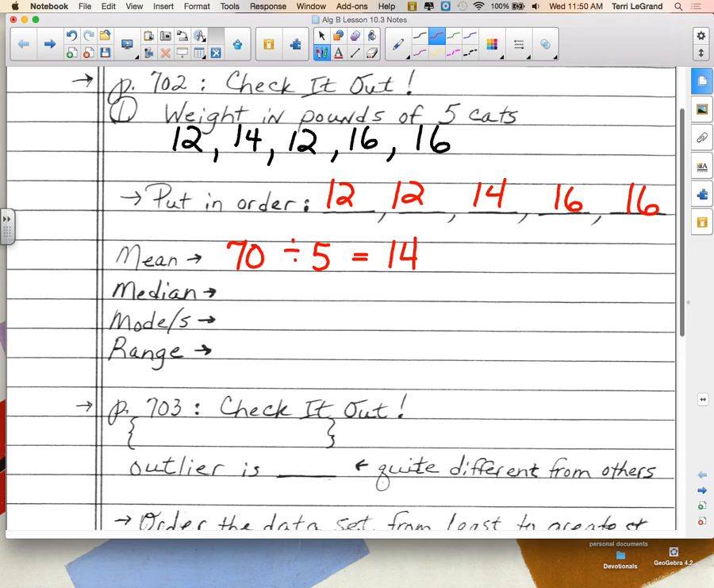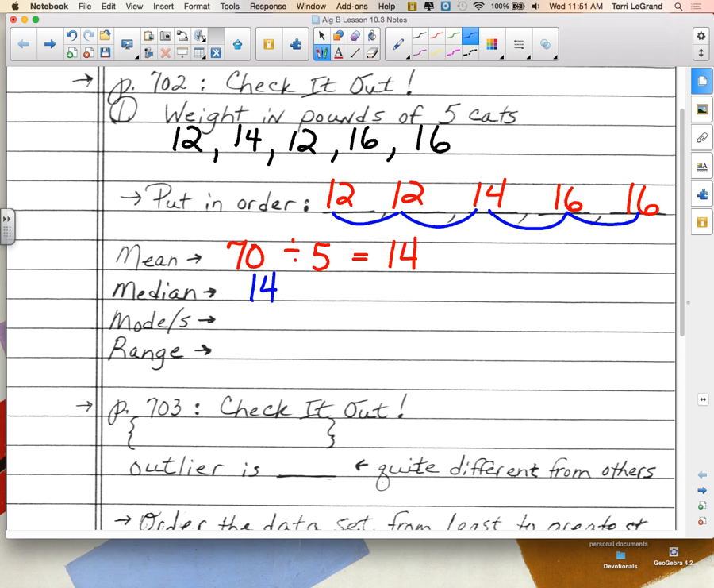Okay, how about the median? How do we find the median? What is that again? The middle. So we're going to count from the ends inward. We go 1 in on each end, go in again, and guess where we land? 14. So our median is 14.